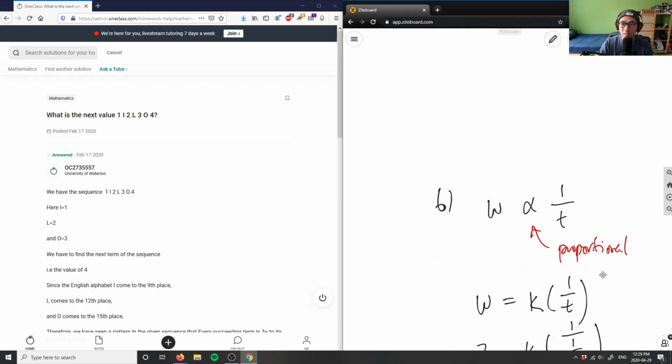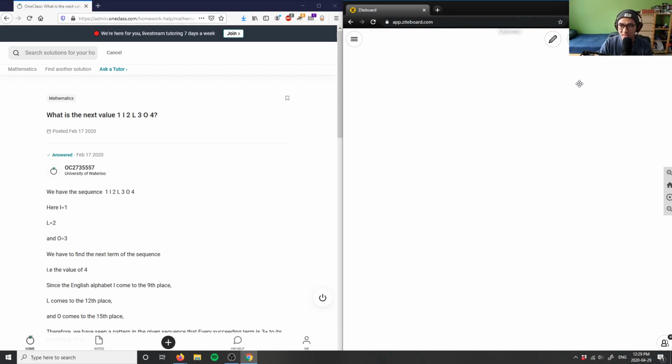Let's see, this here is 6. We can look at 7. 7 states: what is the next value of 1, I, 2, L, 3, O, and 4 here? So I have this pattern: 1, I, 2, L, 3, O, and then 4, and then blank here. And I want to know what my next value here is.